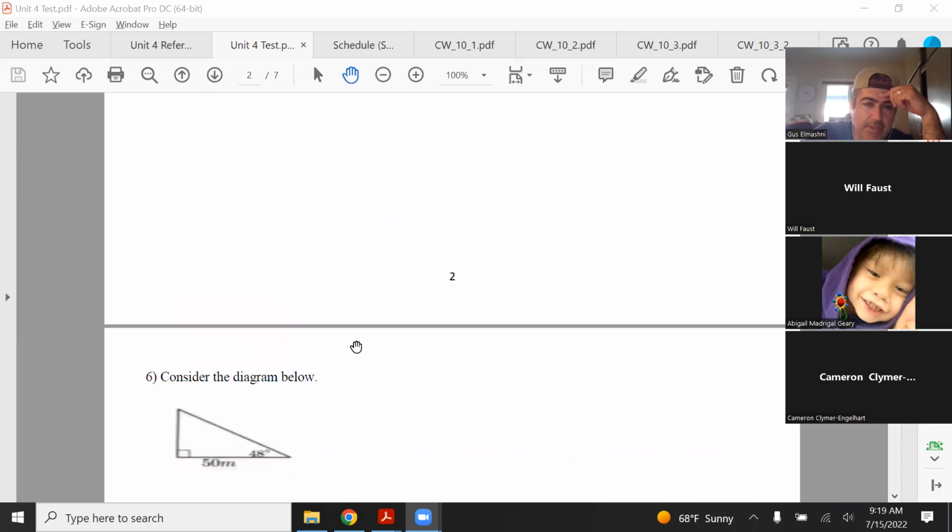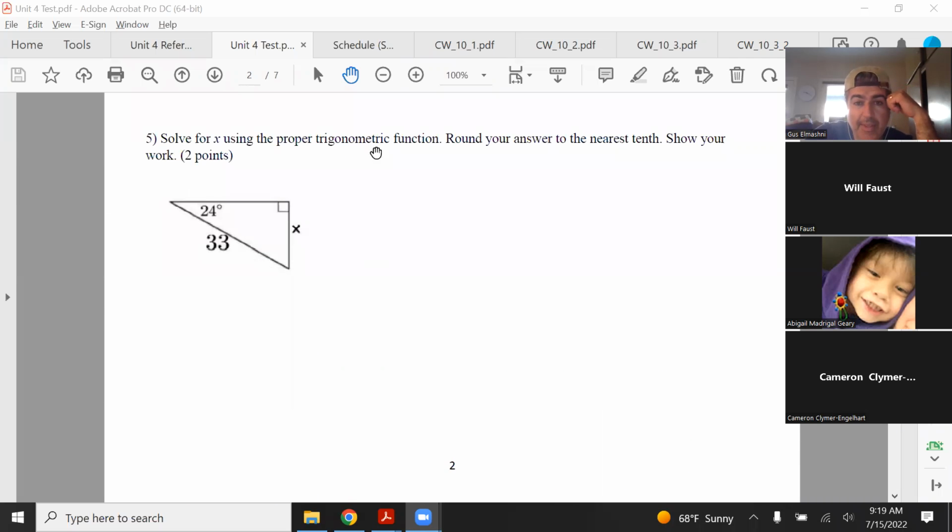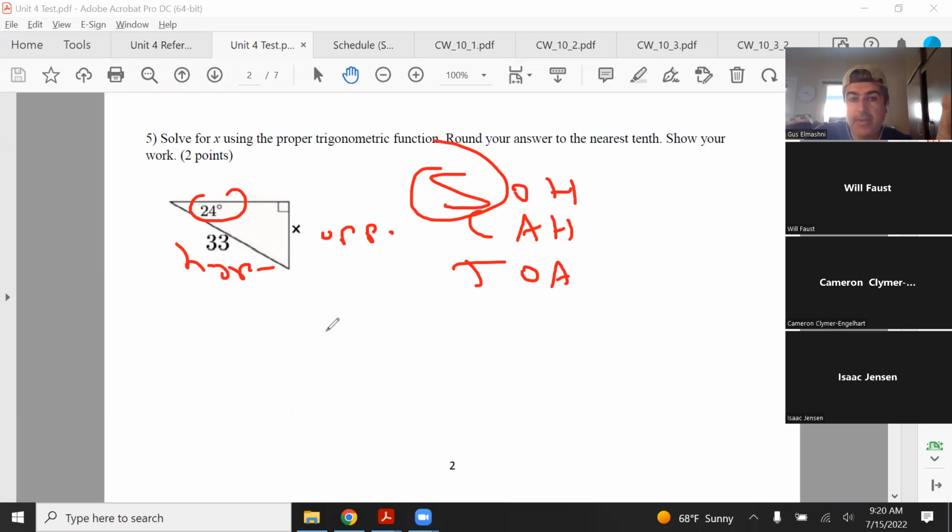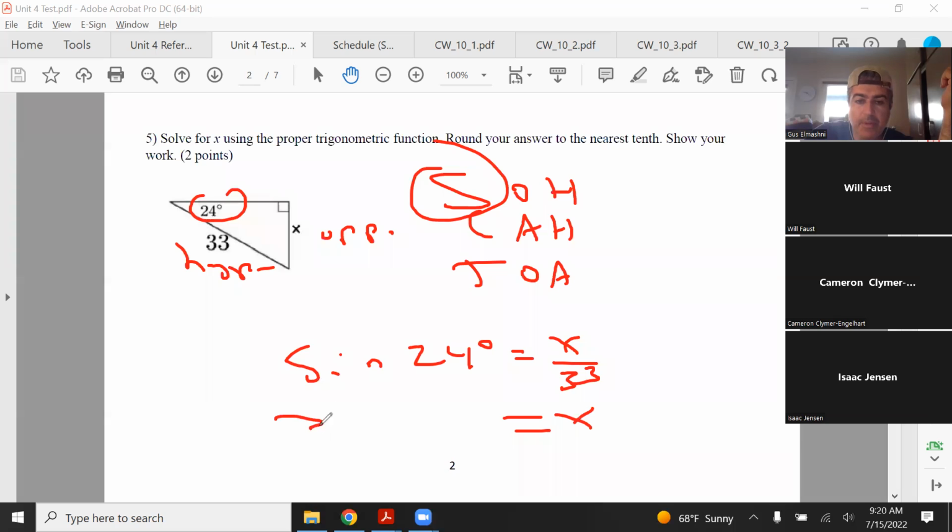5 and 6 kind of tells me that you guys still need more work with trig. You guys are still getting stuck with it. SOHCAHTOA. Okay, SOHCAHTOA. So here's your angle. That's clearly opposite. That's clearly hypotenuse. We clearly use sine. Sine 24 degrees equals x over 33. X is the opposite. 33 is hypotenuse. Multiply both sides by 33. Punch in the calculator. Done. Takes like less than a minute. That will be 13.4. Okay. So that's all I got to do for that one.